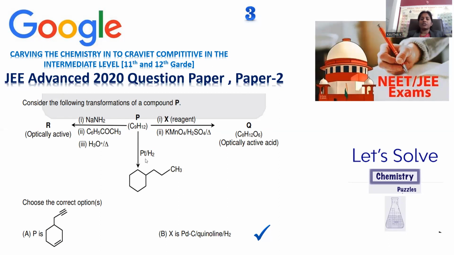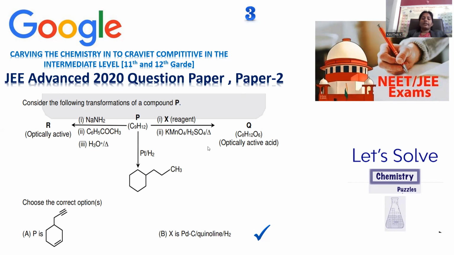This is a kind of reduction so that a known compound will be formed with the cyclohexane with the side chain of CH2, CH2, CH3, right? And this unknown C9H12 will be treated with reagent X. X is unknown to you. And potassium permanganate will be added, sulfuric acid will be added, heating is required. C8H12O6 will be formed, and again it is optically active.